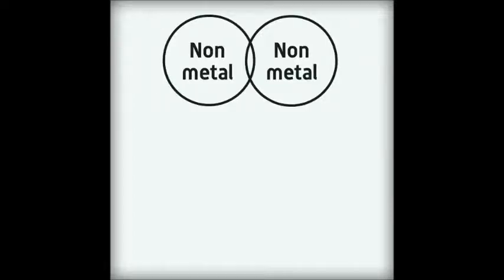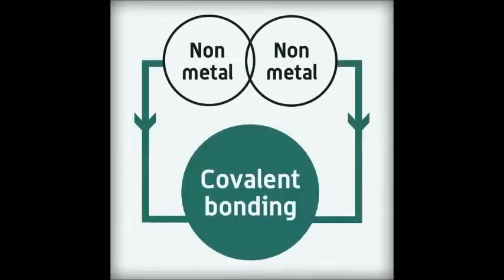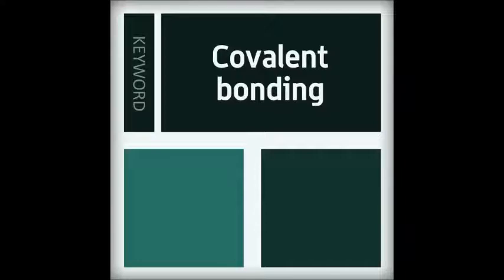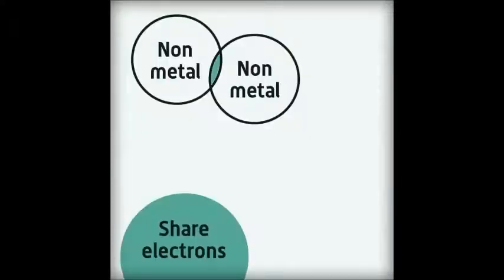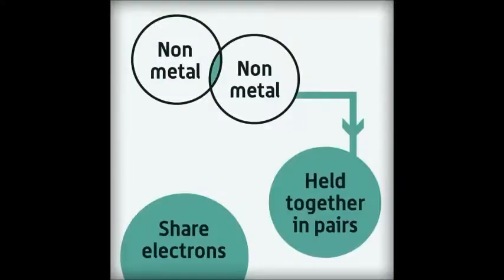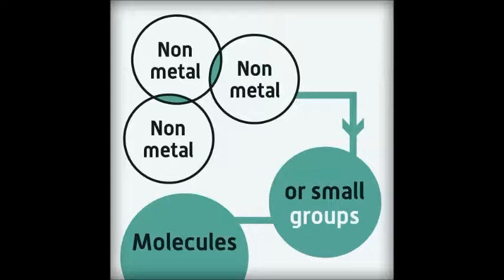Non-metals bond to one another in a different process called covalent bonding. This does not involve the movement of electrons from one atom to another, but instead the atoms share the electrons. When atoms share electrons, they're held together in pairs or small groups known as molecules.